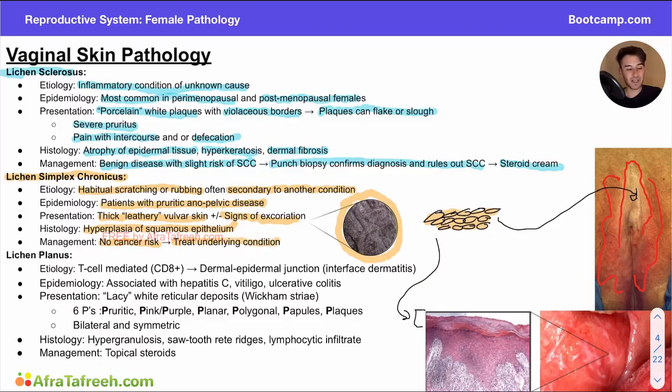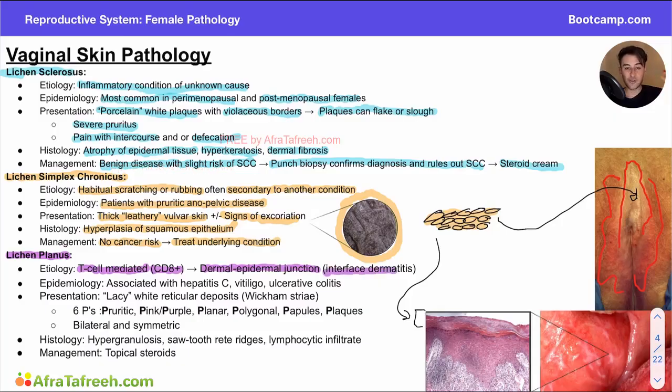Lastly, let's wrap up by talking about our lichen planus, which is going to be really high yield on the Step 1 exam because there are little minutiae that they love to ask about in relation to this disease. Let's start out by talking about some of the pathophysiology. This is all going to be T cell mediated, specifically our CD8 positive T cells, and we're going to find these T cells specifically at the dermal epidermal junction, and this is called interface dermatitis.